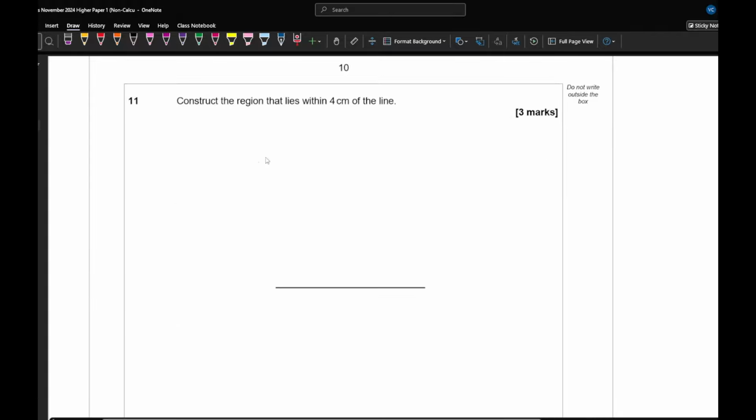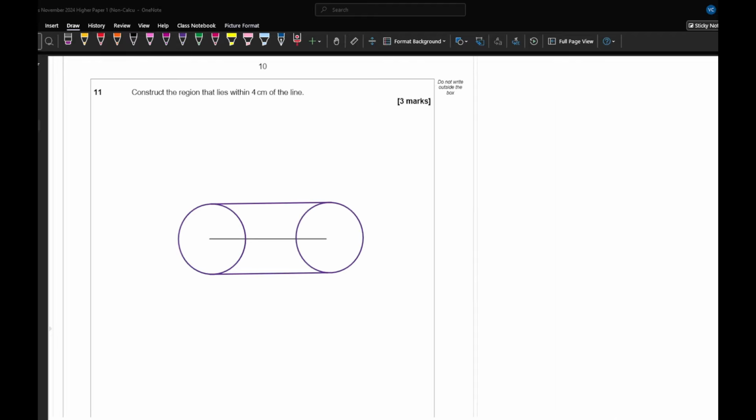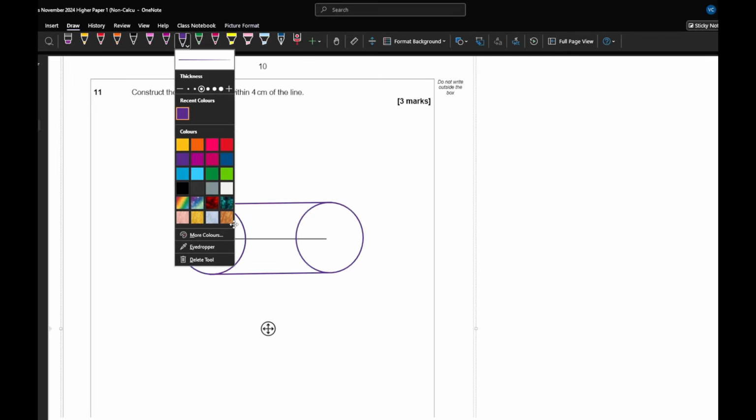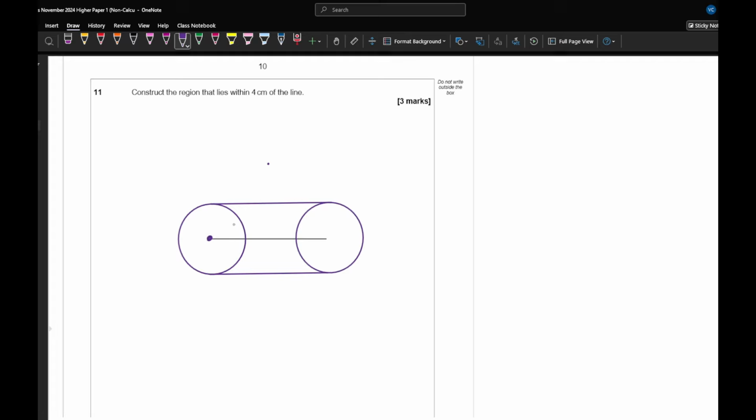Moving on to question 11, it says construct a region that lies within 4 centimeters of the line. Now for this particular question, what you need to do is draw 2 circles with a radius of 4 centimeters from each of the ends of the line. And then once you've drawn your 2 circles, you then want to join the circles up with straight lines, so you end up with something that looks like this.